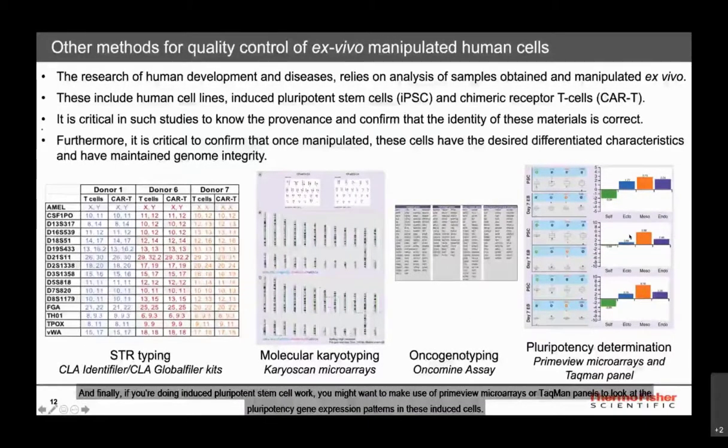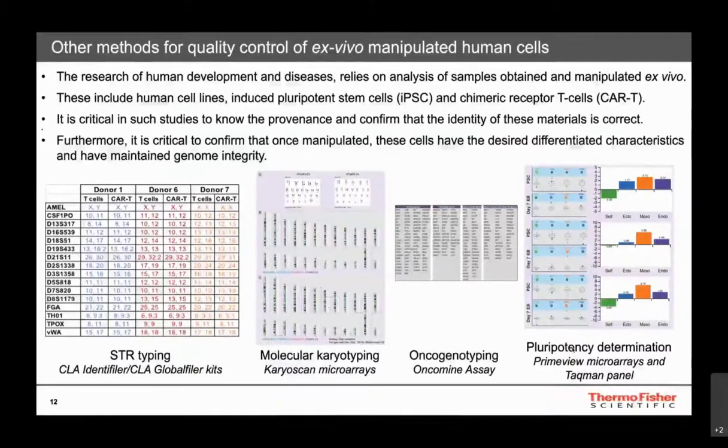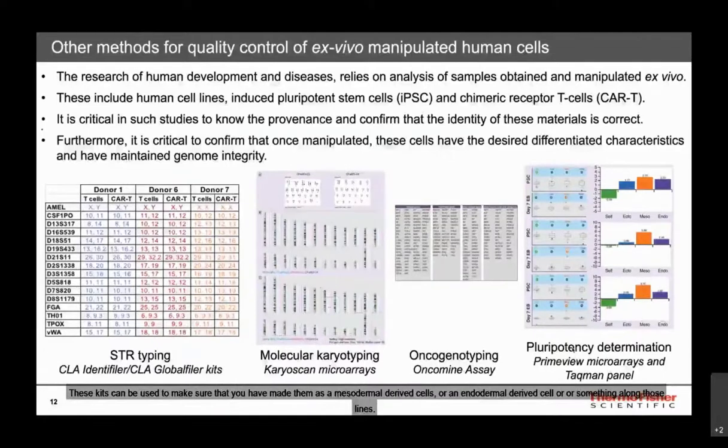And then finally, if you're doing induced pluripotent stem cell work, you might want to make use of either PrimeView microarrays or TaqMan panels to look at the pluripotency gene expression patterns in these induced cells. These are handy ways to make sure that you've taken the cells and made them pluripotent, and then after you take the pluripotent cells down a different differentiation pathway, these kits will allow you to make sure that you've made a mesoderm-derived cell or an endoderm-derived cell or something along those lines. So for those doing iPSC research, these pluripotency determination panels are very useful for quality control of the cells and making sure they are doing what you want them to.